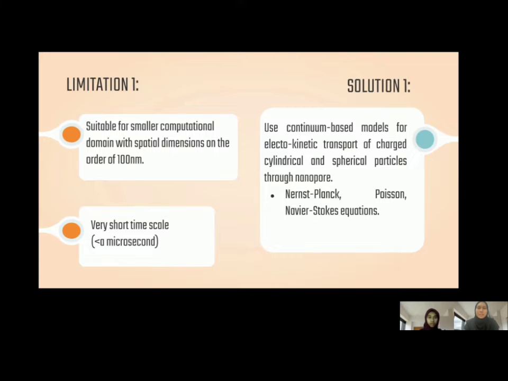Some equations used in this model are the Nernst-Planck equation, which is used to calculate the net transport of ionic species of an electrolyte, the Poisson equation, which is the equation to determine the electric potential distribution in the electrolyte, and the Navier-Stokes equation, which is used to calculate the flow of incompressible electrolyte.